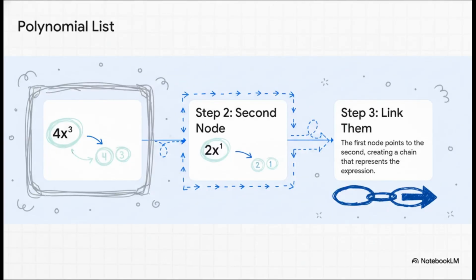And this is where a linked list is perfect. First, we take the 4x cubed part and stick it inside a little container. We call it a node. This node holds its two important pieces of info, the coefficient, which is 4, and the exponent, which is 3. Then, we do the exact same thing for the second term, 2x^1. And finally, this is the key. We create a pointer that links the first node to the second one, creating a chain. And just like that, we've perfectly represented the whole expression in a way a computer can understand.